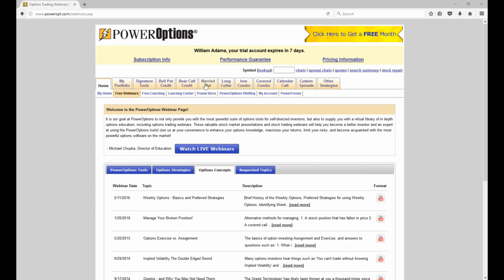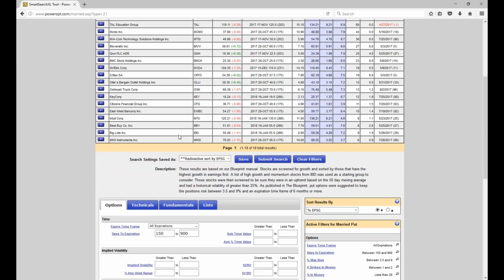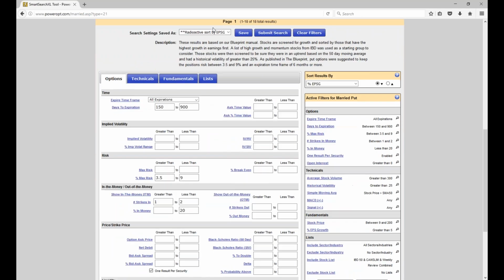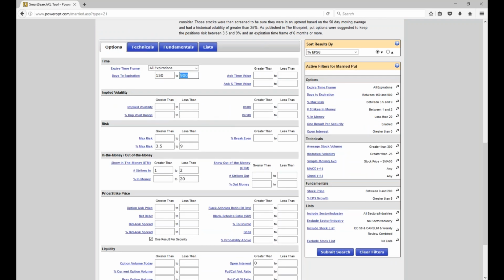But in any of the strategies, it's the same place. So let me go into married put here. I'm going to have to change some settings. So here's the default criteria that we use, the results we see for the default criteria that we use for RadioActive Trading. 95% of my trades that I post in the Fusion subscription that are my real trades are from this search criteria following the RadioActive Trading techniques. But to do what you want to do, Pascal, if you're doing it in a married put, we've got to change some things. Now first off, we'd leave this 150 to 900 days out.